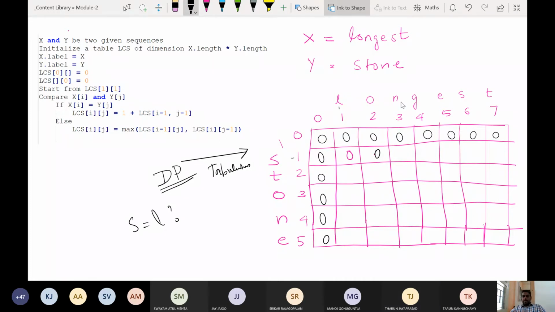What about S and N? Are they equal? No. Go one cell up, 0. Go one cell left, 0. Maximum of 0 and 0, what is the value? 0. S and G, what is to be written? 0. S and E, what is to be written? 0. Again 0. Now the game changes.